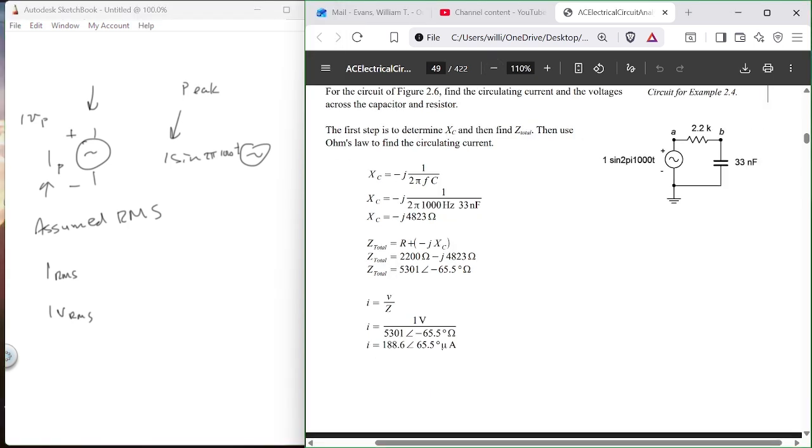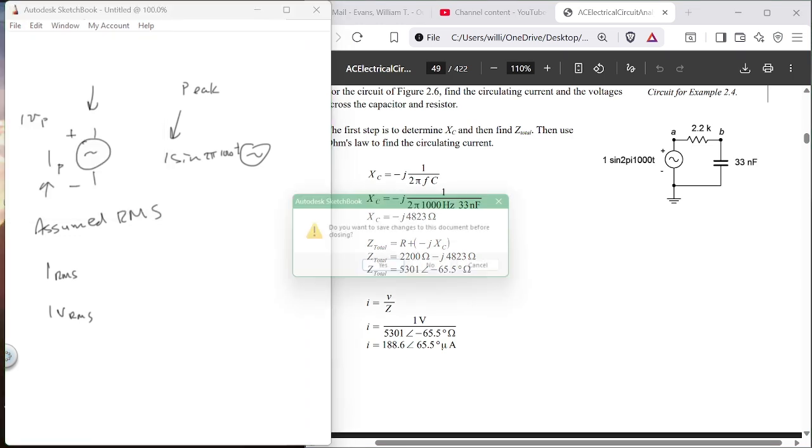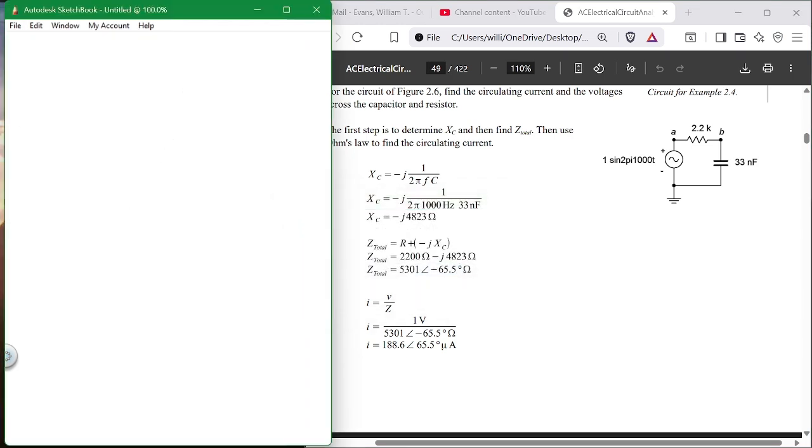You've got to calculate what the resistance is of this, which is 2.2K. What is the resistance of this? Well, it's minus 1 over 2 pi F. What is F? 1,000 times the C. And you got to calculate that. And that's what they do. The very first thing they do is they calculate the value of X sub C, which is that right there, okay? So they calculate the value of X sub C.